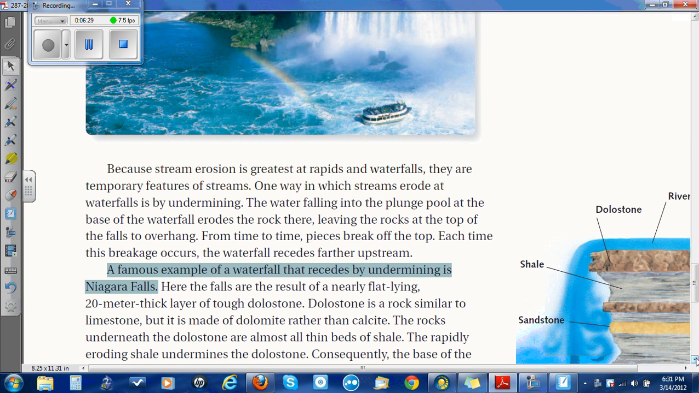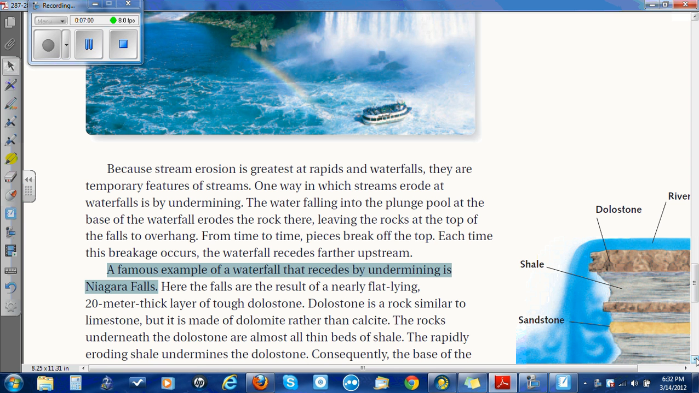One way in which streams erode at waterfalls is by undermining. The water falling into the plunge pool at the base of the waterfall erodes the rocks there, leaving the rocks at the top of the falls to overhang. From time to time, pieces break off the top. Each time this breakage occurs, the waterfall recedes farther upstream. A famous example of a waterfall that recedes by undermining is Niagara Falls.